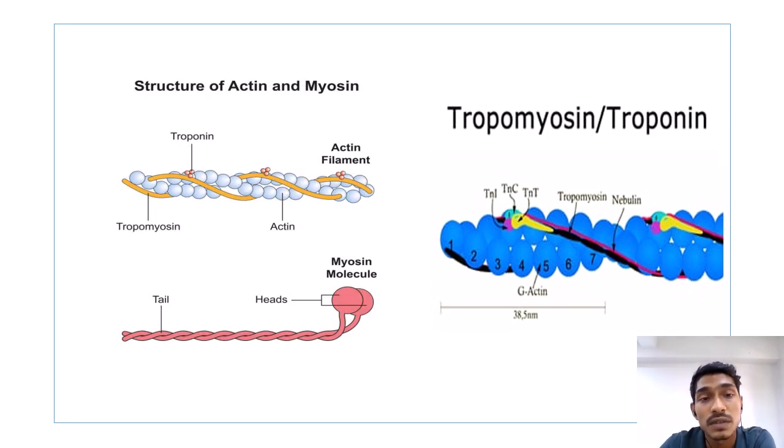Before that, we must know what components are used in the sliding filament theory. The things that are being used are actin and myosin. So this is the actin and this is the myosin. We must know what the components are and what the different areas are called. The areas are called differently and they have different names, so we must know those also.